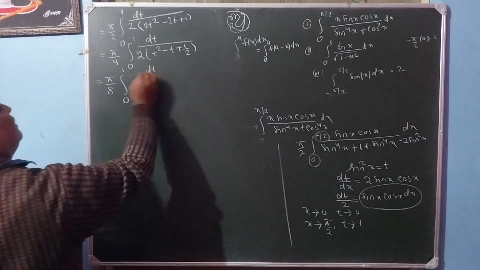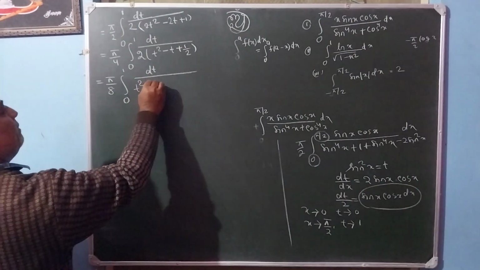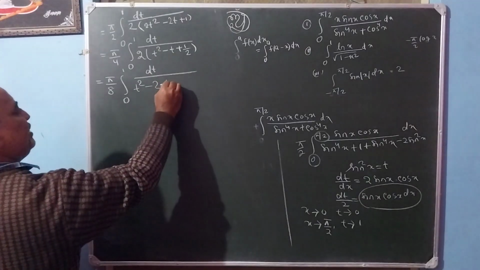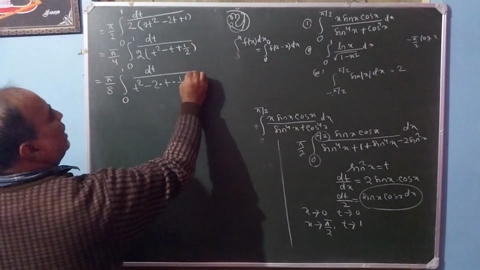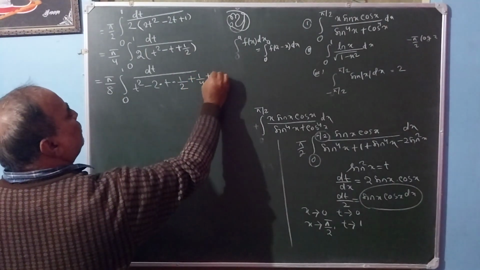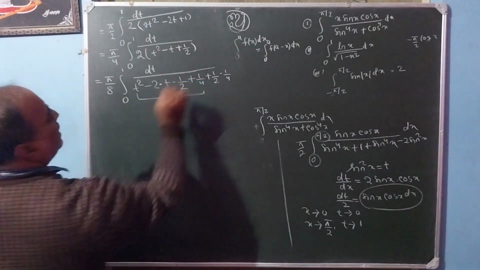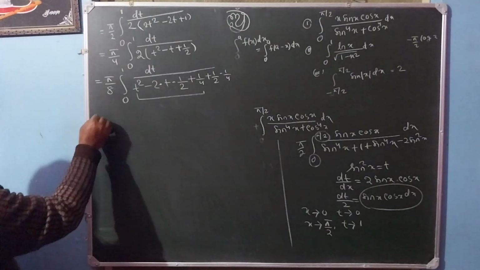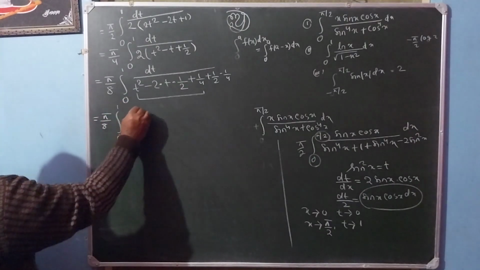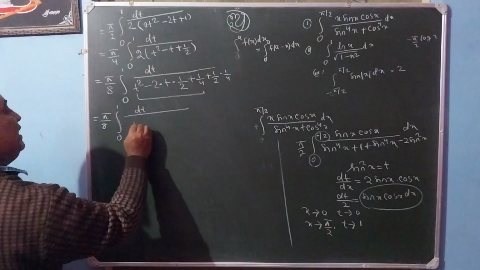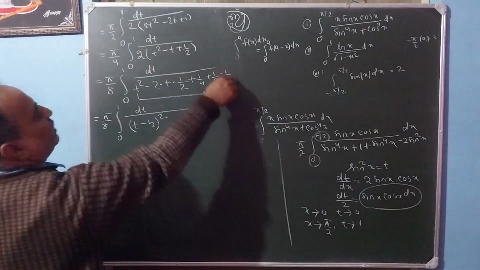So dt by, you have to make this as a sum of two square terms: t square minus 2, a means t, b means 1 by 2. Here it is 1 by 4 added, plus 1 by 2 minus 1 by 4 subtracted. So this much, t minus half whole square, that is pi by 8 integration from 0 to 1, dt by t minus 1 by 2 whole square, plus here it is 1 by 2 minus 1 by 4.